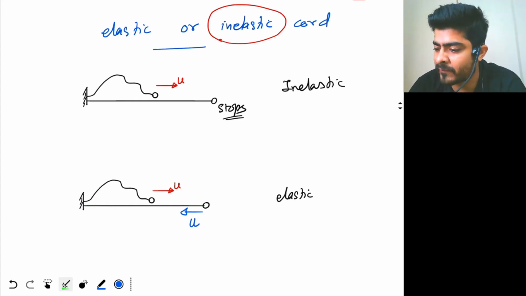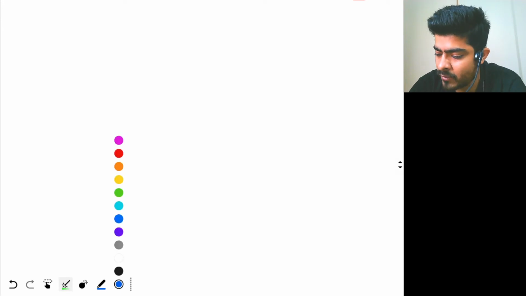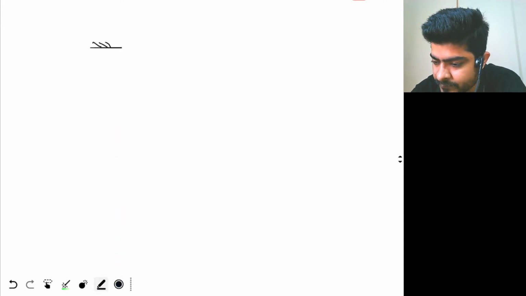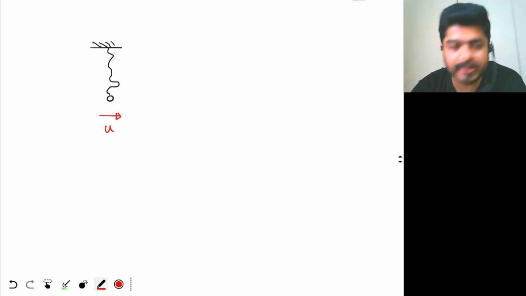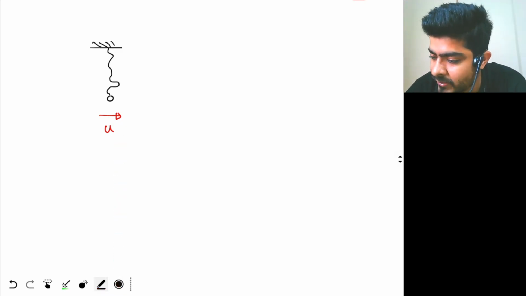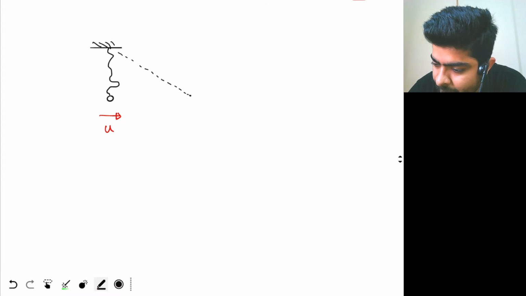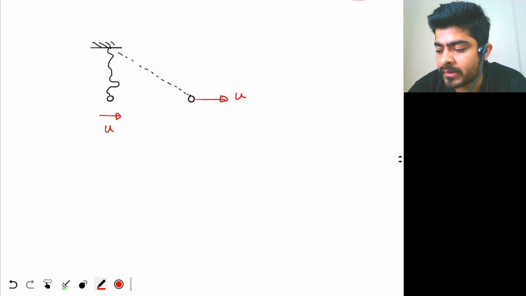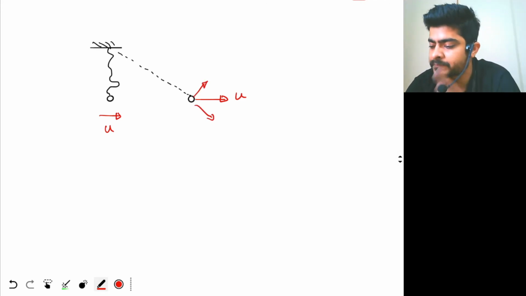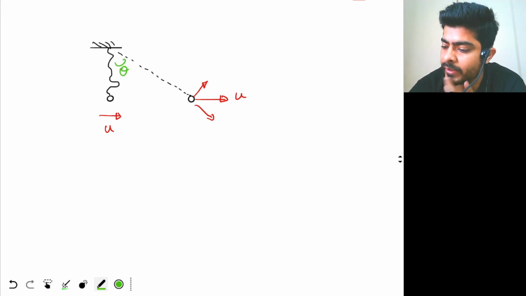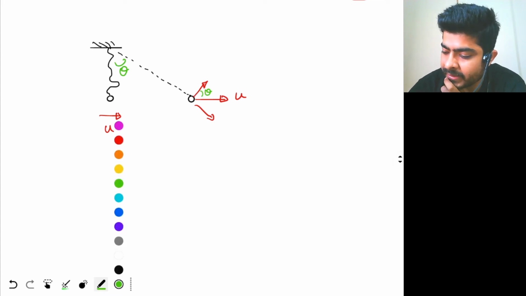Okay, now let's go a step further. I take the same case, but now my string is like this and this is my sphere, and I have given initial velocity u to the sphere in this direction. Now there will come a point when the string will become tight. Just before becoming tight, the ball has speed u in this direction. So this u will have two components like this. Let's say that this angle is theta. If this angle is theta, then this angle will also be theta. So this is u cos theta, u sin theta.